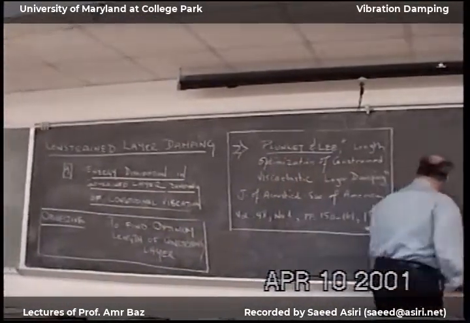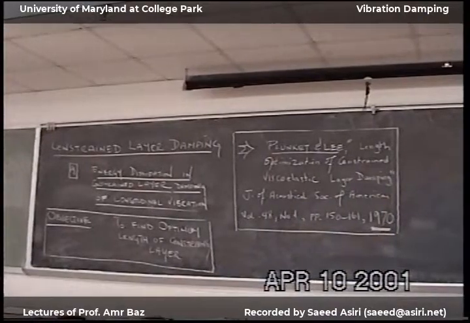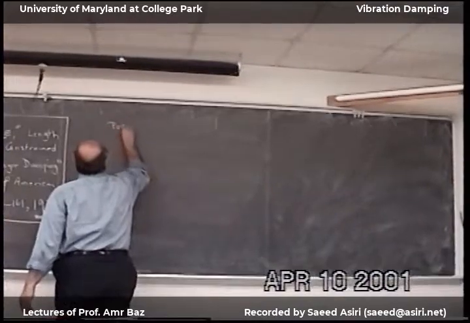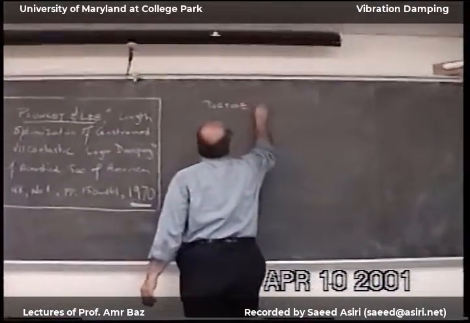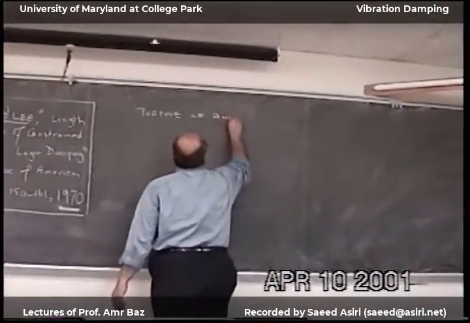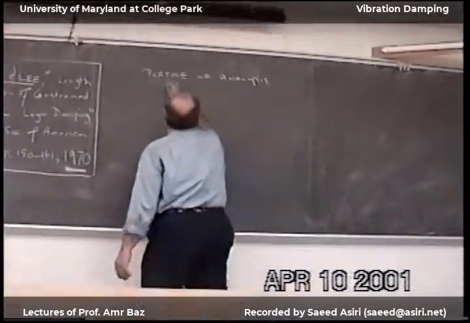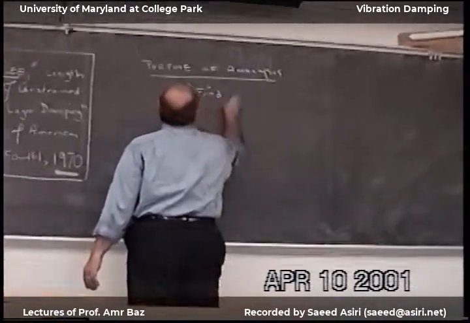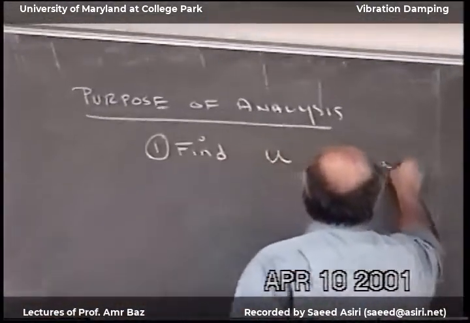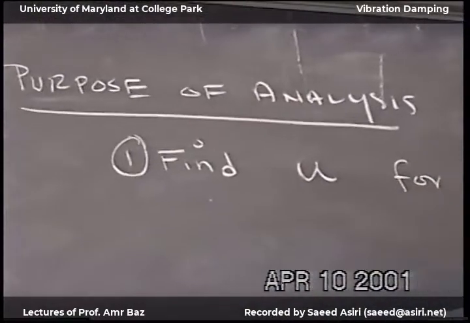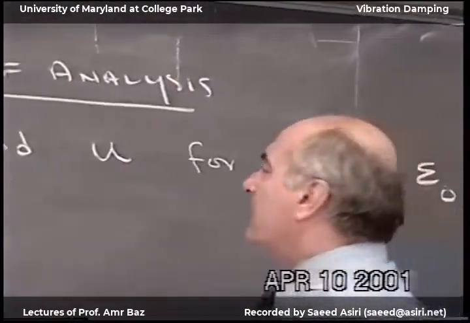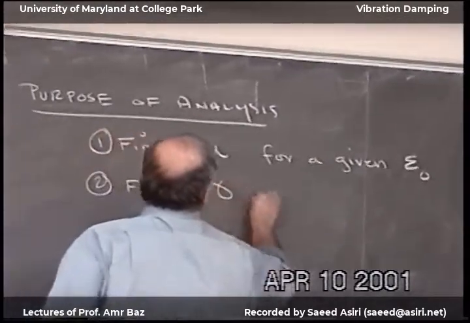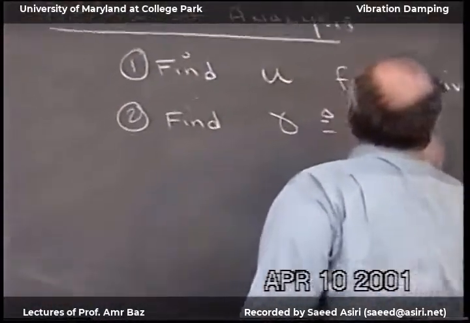So now, to summarize all this, the purpose of the analysis: number one, find u for a given epsilon 0. Okay. Number two, find gamma, which is the shear deformation.